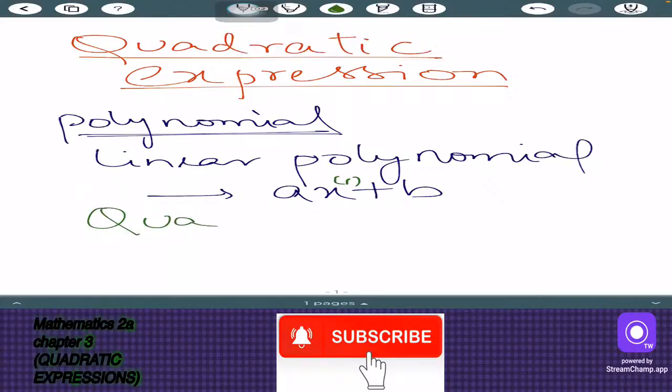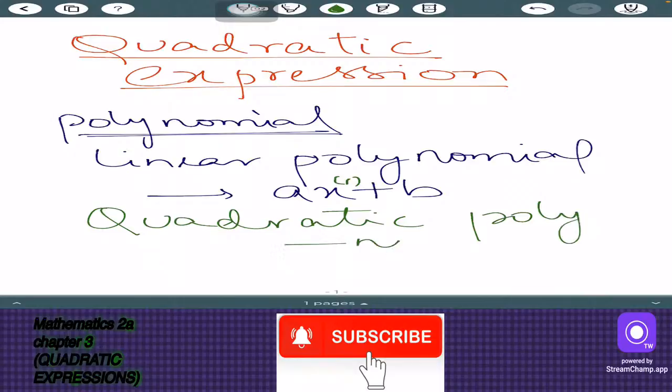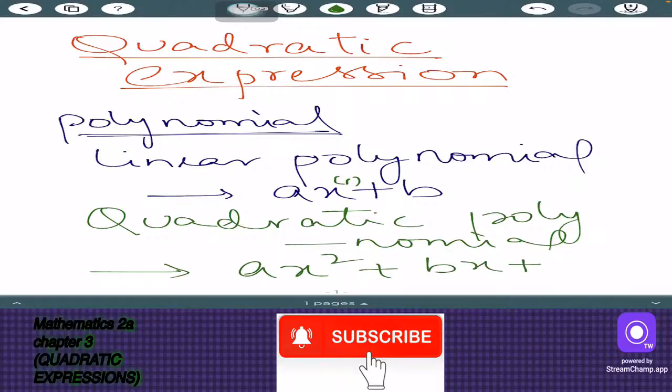polynomial, that is ax square plus bx plus c. Means in addition to the linear polynomial, you need a coefficient of x to the power of 2.